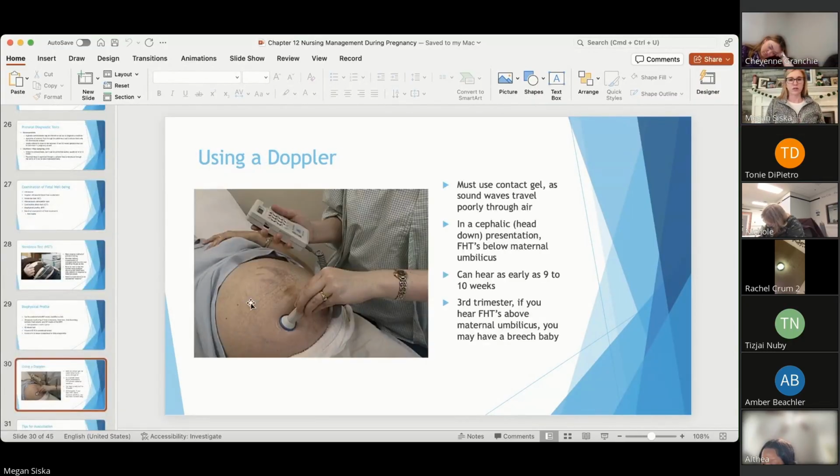Oh, here's a picture of a Doppler. So I keep mentioning a Doppler to listen to the heart rate. It uses sound waves, so we have to use a little contact gel. With your Doppler, you're going to have a little squeezy bottle of gel to put on there.